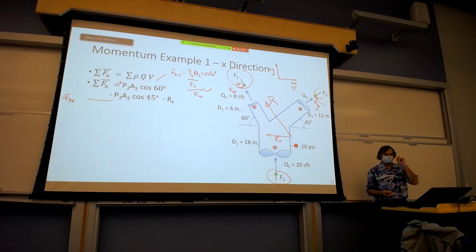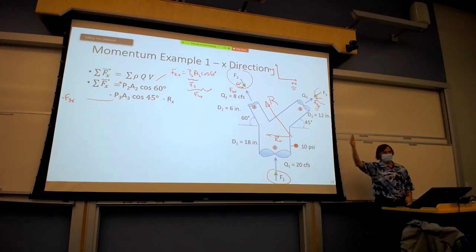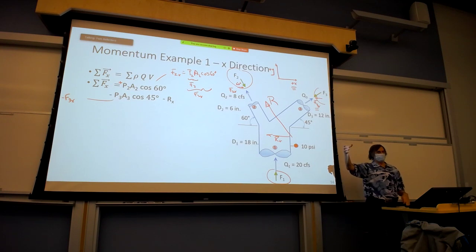Remember, the forces subscribe to one sign convention, the x and y coordinate axis system. The momentum flux terms, rho QV, subscribe to two sign conventions, not only the positive x and y, which gives you a sign on the velocity vector, but the rho QV term is positive if it's out of the control volume, negative if it's into the control volume.